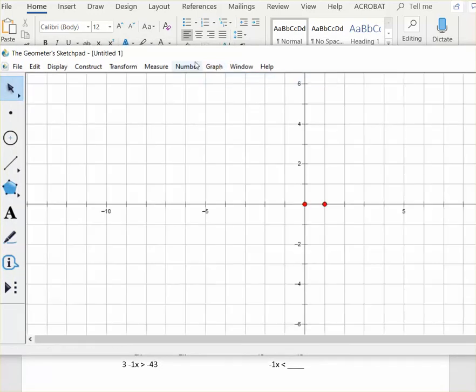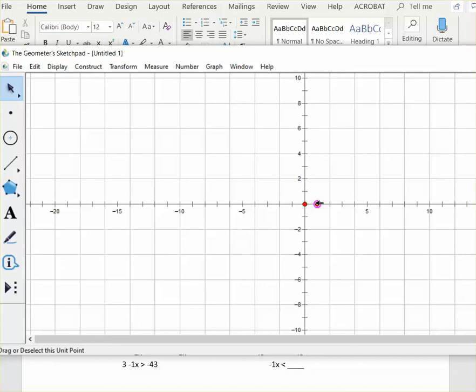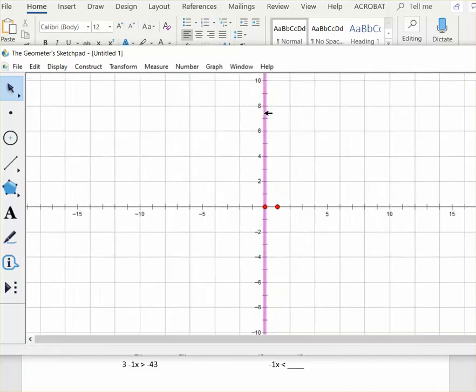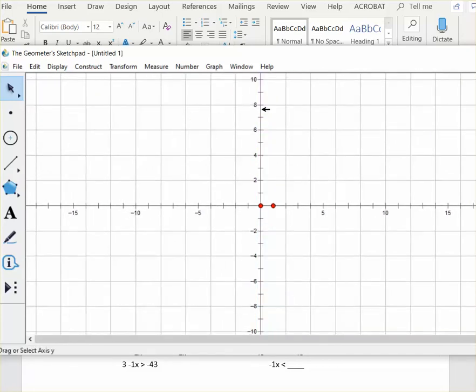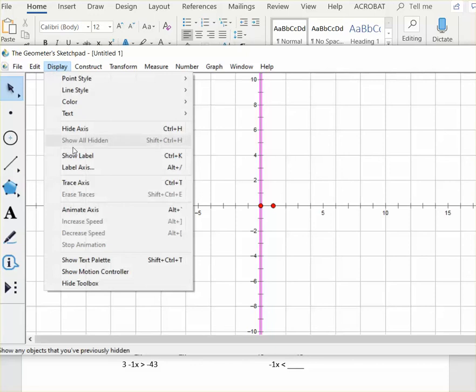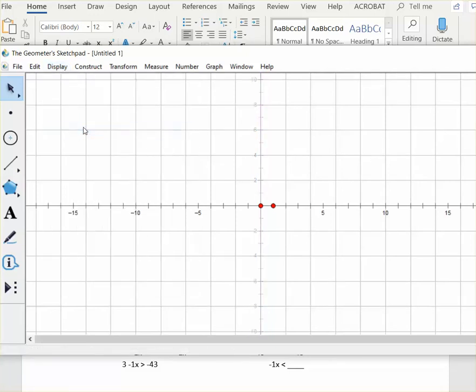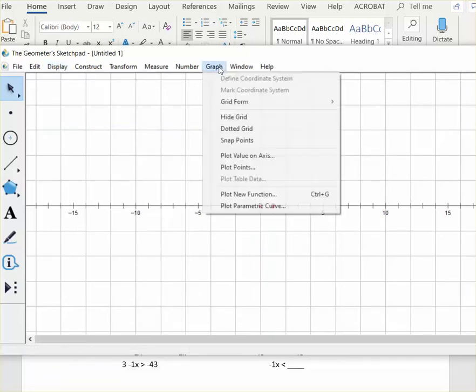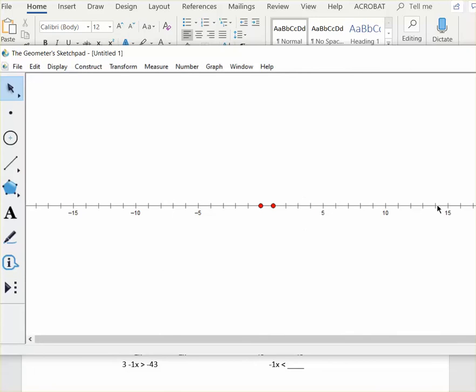I'm going to make the coordinate system show, and then maybe I need a few more points to show. And then I'm just going to hide the y-axis by selecting it, going to display, and hide it. Now I have a number line. I'm gonna hide the grid too. There, now I have a number line. This is so that you can make the number line bigger or smaller.